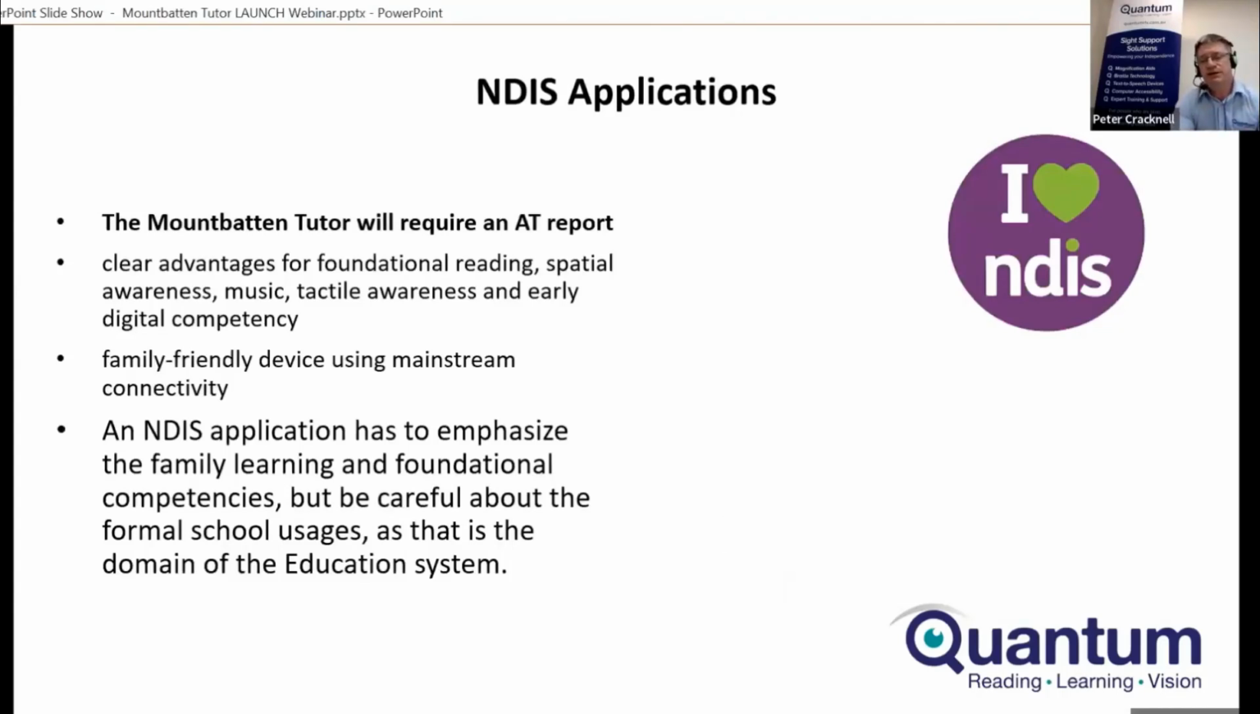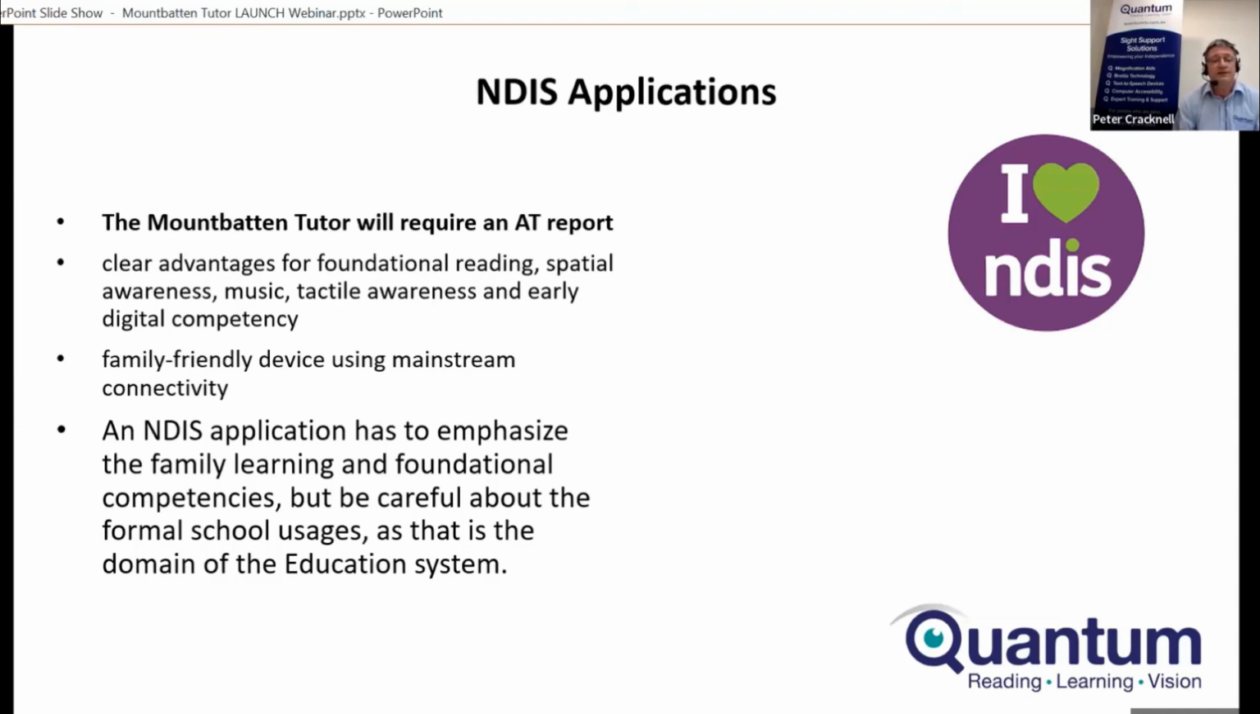One of the questions we had from prior to the talk today was about NDIS, and so I just want to talk a little bit about that. It's certainly been very important for us being able to offer the Mountbatten series through NDIS. It's, I think, very well suited to NDIS funding, and we've certainly sold quite a few through NDIS applications.